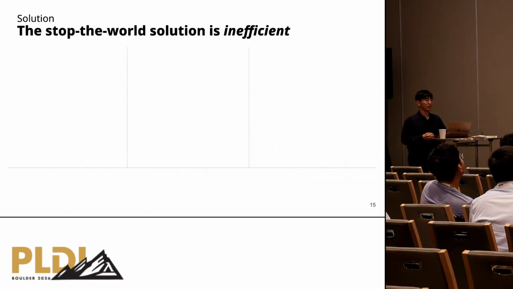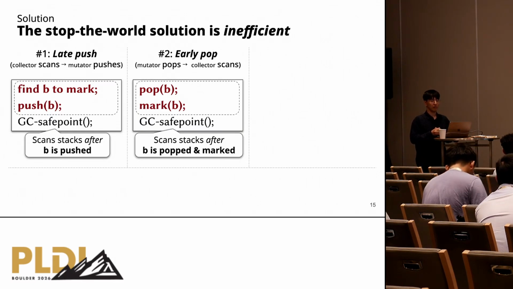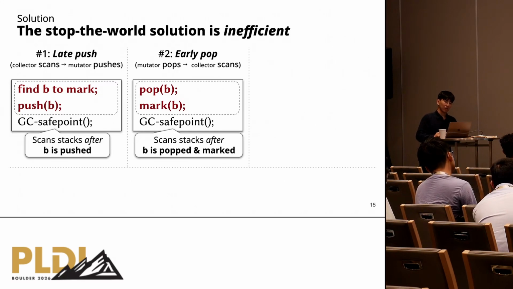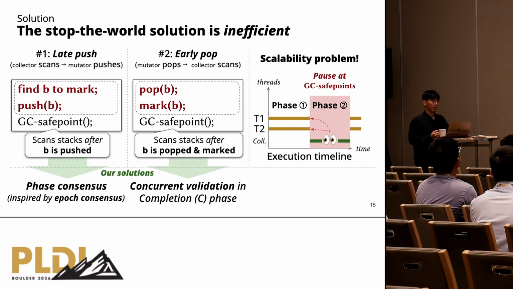The textbook fix is a stop-the-world pass. In both cases, the mutator finishes its stack operation before it hits a GC safepoint. So the collector only scans once the stacks are consistent. This is correct, but it forces every mutator at safepoints to pause, and that serialization can cause a scalability problem. So we replace it with two concurrent mechanisms: pace consensus for the late push, inspired by epoch consensus, and concurrent validation in the completion pace for the early pop.